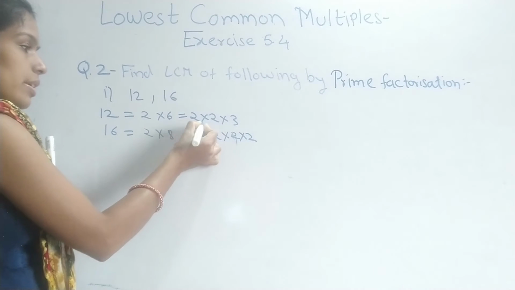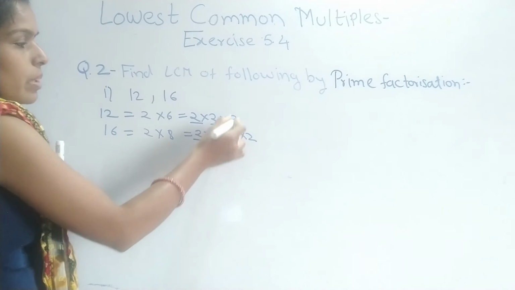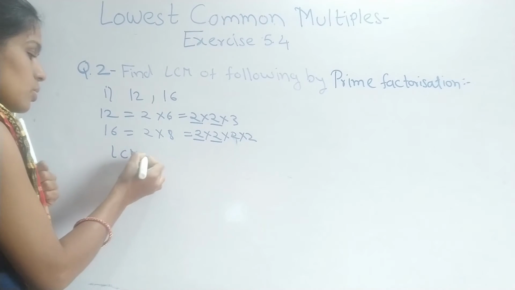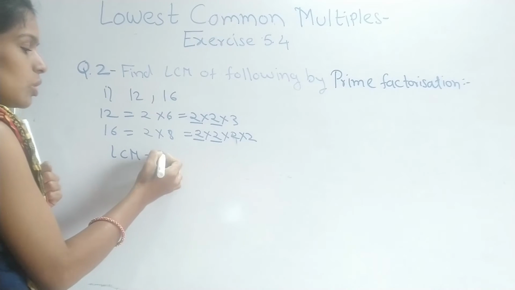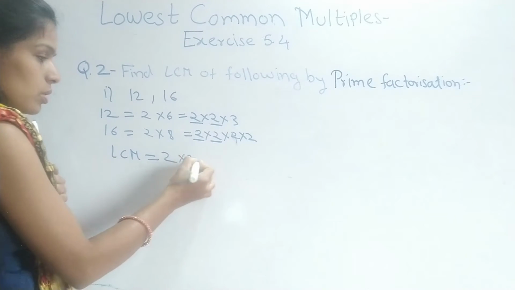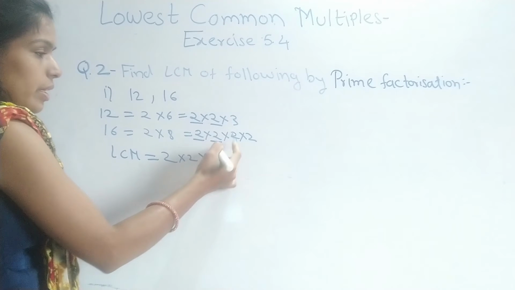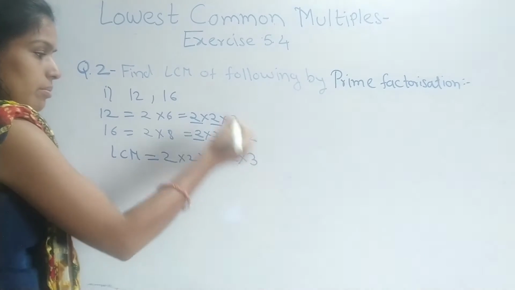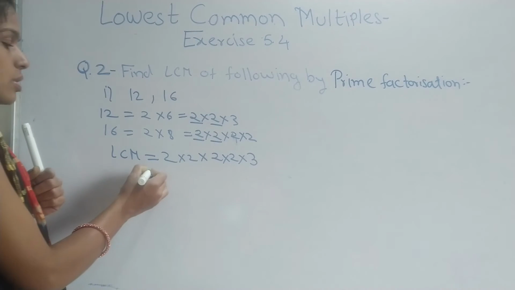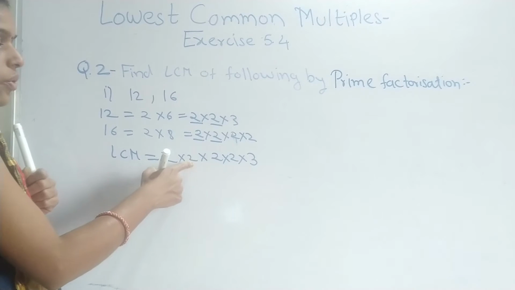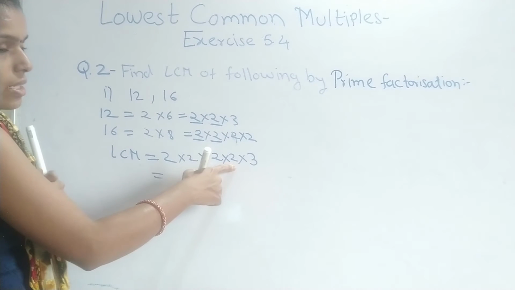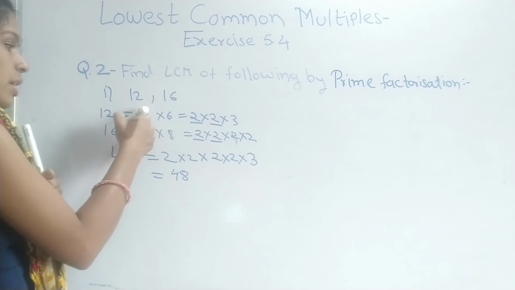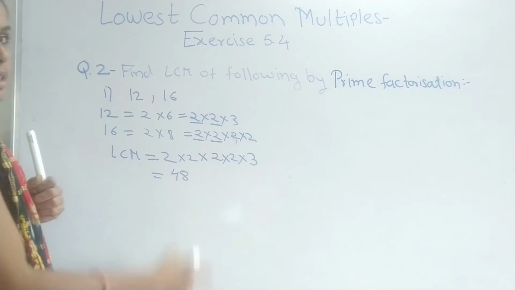Now let's check the common factors. This 2 is common in both. This 2 is common in both. And these are the uncommon factors. Now let's find their LCM. So LCM is equal to this common 2 two times, and then write down the uncommon factor. Maximum of 2 occurs 2 times, and the 3 occurs 1 time. So multiply this to get the LCM. We know that 2 2s are 4, 4 2s are 8, 8 2s are 16, 16 3s are 48. So the LCM of 12 and 16 is 48.